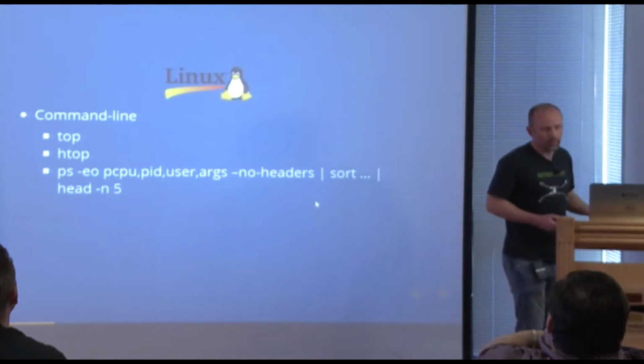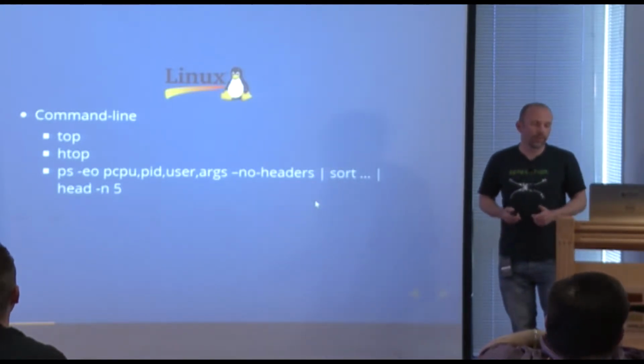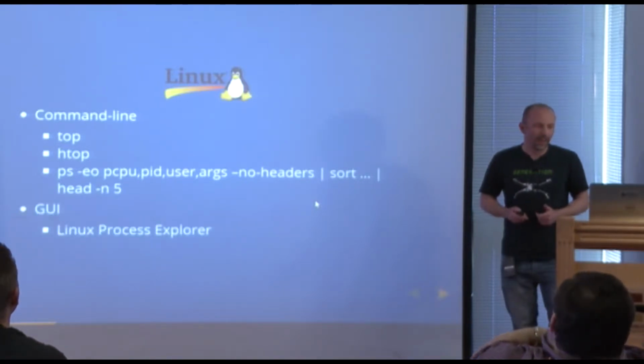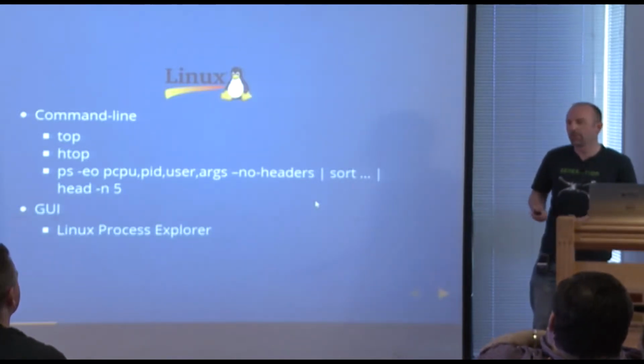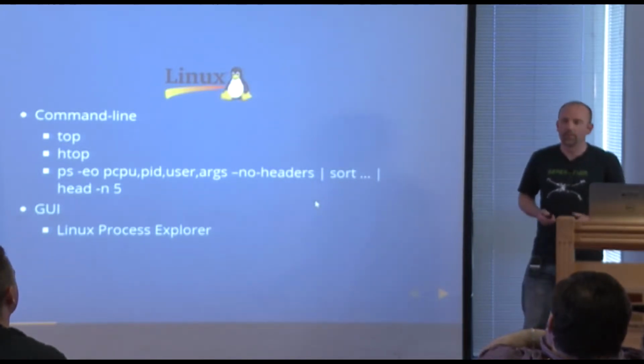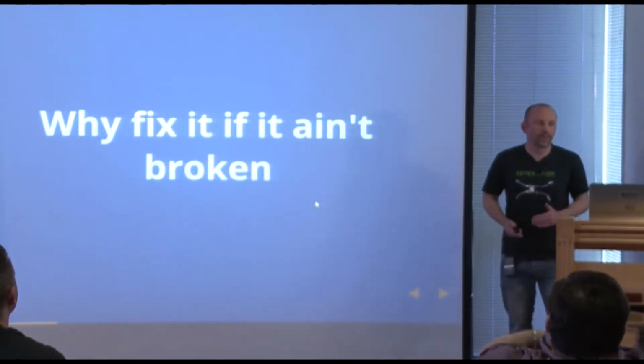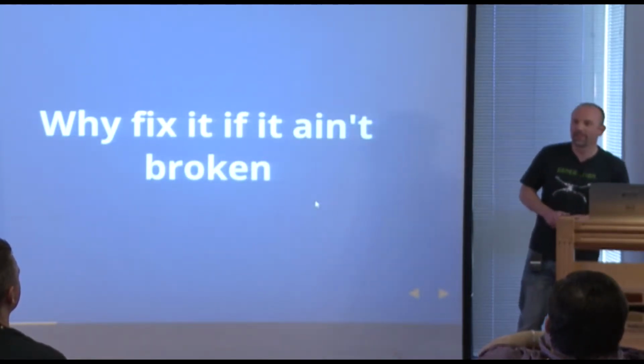You've got top, you've got a specialized command, htop. You can do a ps with some fancy command line foo. Or if you want to use a GUI, you can even use a GUI. So there are lots of options, and again, by no means an exhaustive list. So this gets me to the first kind of campfire story. Why fix it if it isn't broken?